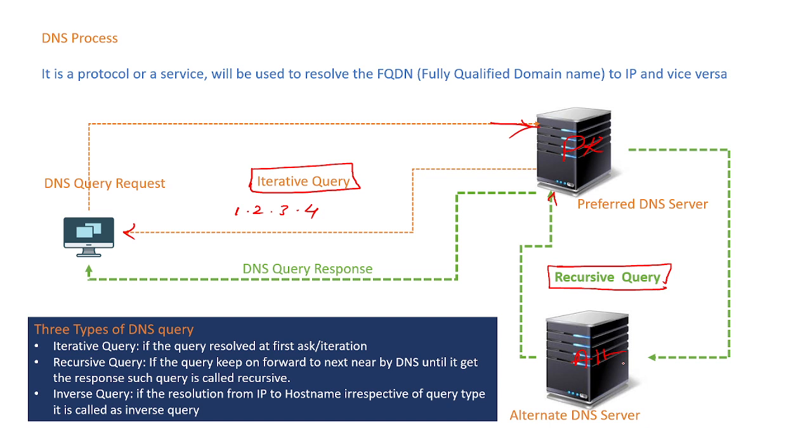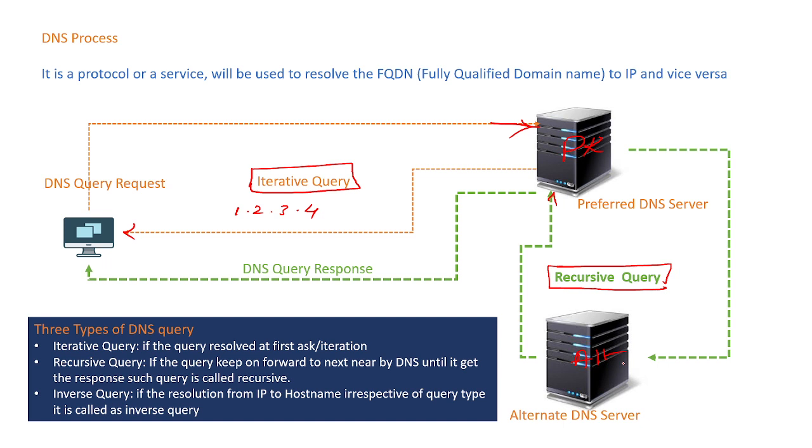Okay. So we have another type of query that is called as inverse query. So inverse query means that you are trying to browse something by using the IP address only. If you are trying to resolve from IP address to host name, no matter whether the query is iterative or recursive, such query we call as inverse query. So if you are trying to browse directly with the help of the IP address, no matter whether the query is iterative or recursive, such kind of resolutions we call it as inverse query.